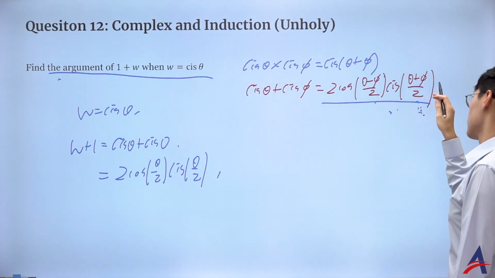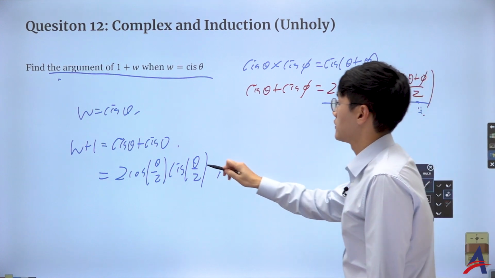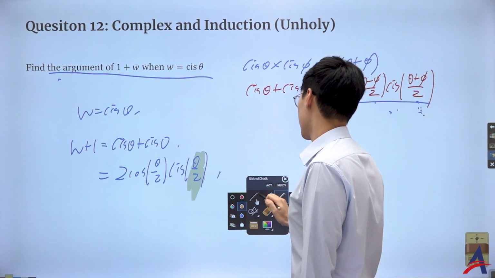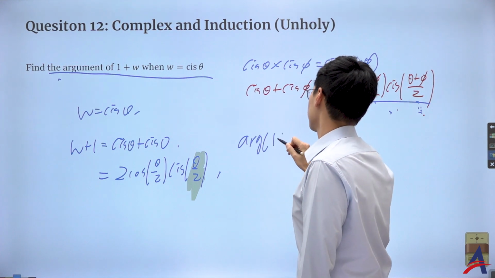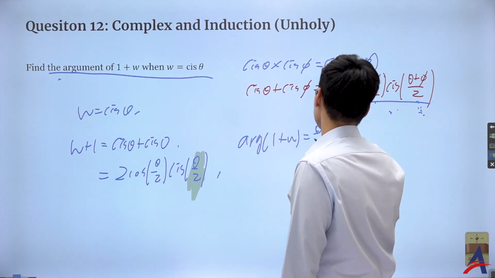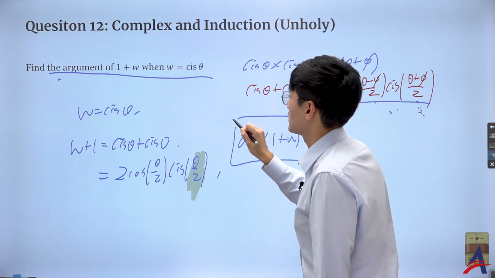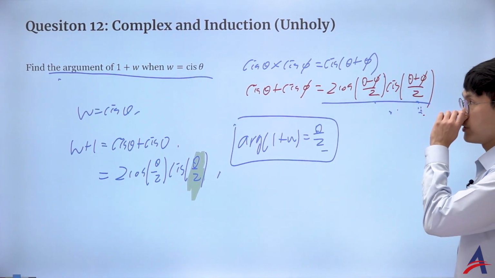Difference over 2, sum over 2. Oh, hold on a sec. So it gives you the argument right away, so you don't need to sweat. Okay, so the argument of 1 plus omega will be simply theta over 2 if omega was cis theta. So please also remember this formula.